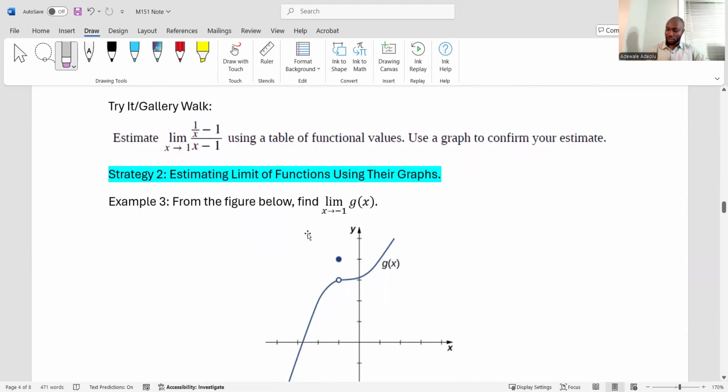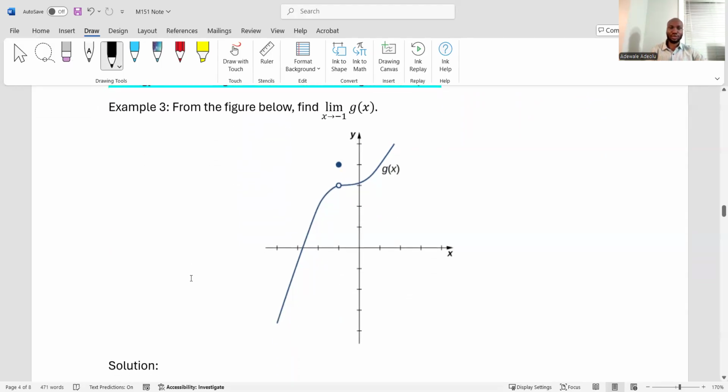All right, so you should pause this video and try to estimate the limits of this function. Now, the second strategy we are going to be looking at is estimating limits of functions using their graphs. So this is similar to what we have seen. This is a function in graphical form, g of x.